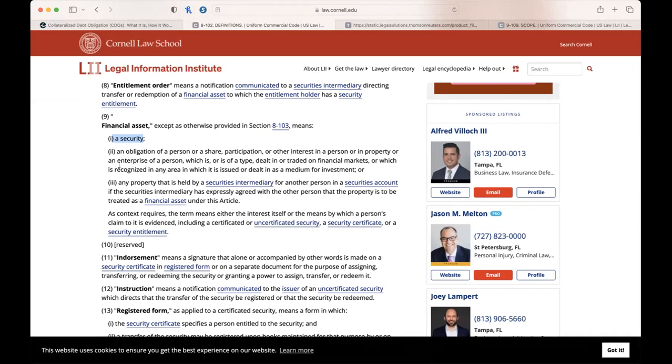It says a financial asset is a security with no limitation of time. And it says an obligation of a person or a share, participation, or other interest in a person or in property or an enterprise of a person which is, or is of a type, dealt in or traded on financial markets. So financial assets are traded on the secondary market, and that's when they're sold, or which is recognized in any area in which it is issued or dealt in as a medium for investment. So it is literally investment grade paper, is what it is considered.